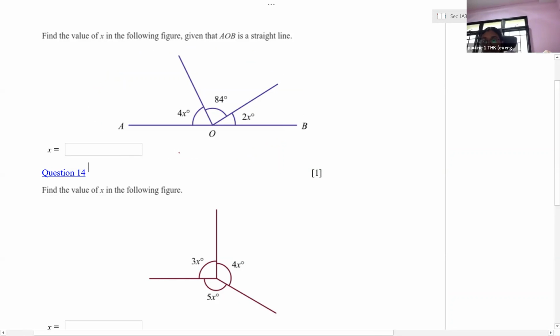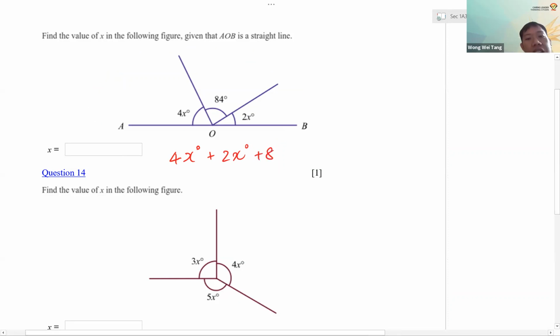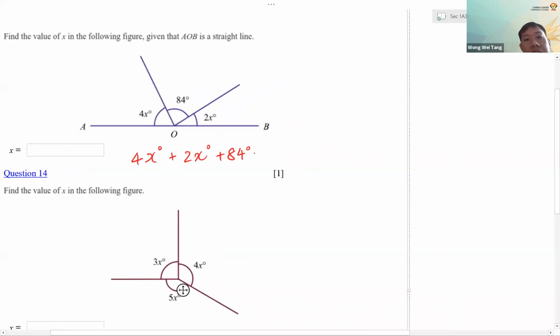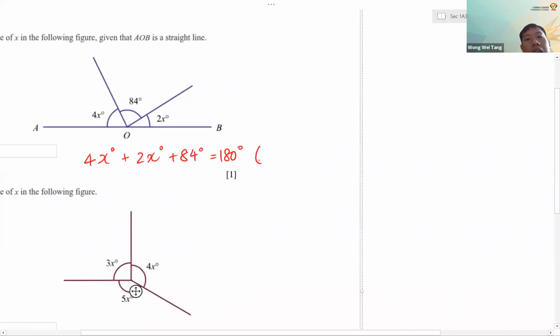4x plus 2x. Okay, let's go step by step. 4x degrees, you said plus 2x, right? Okay, what else? Plus 84 degrees. Continue with your working. Equals to 180 degrees. And what is the reason, the property? Adjacent angles in a straight line. Angles on a straight line.